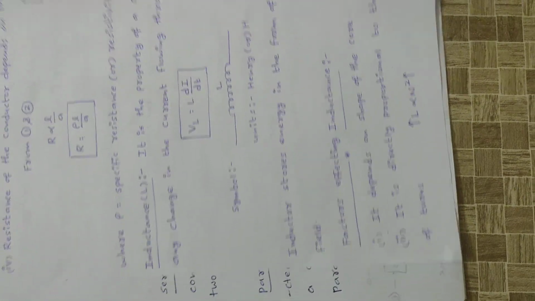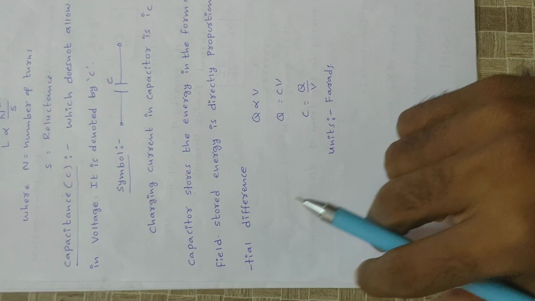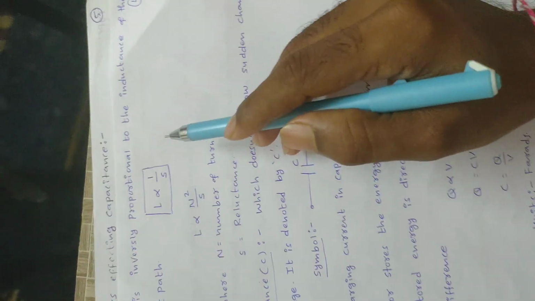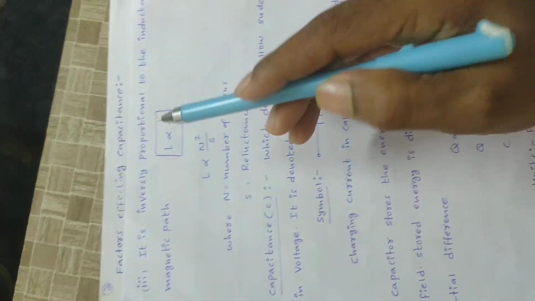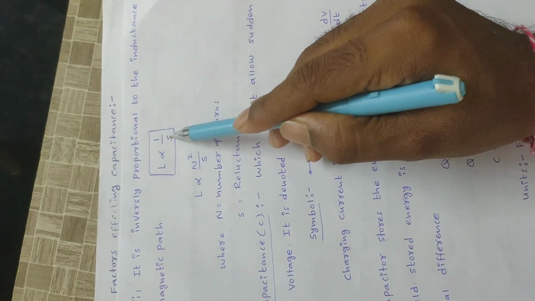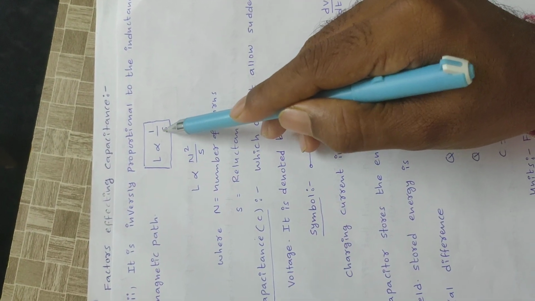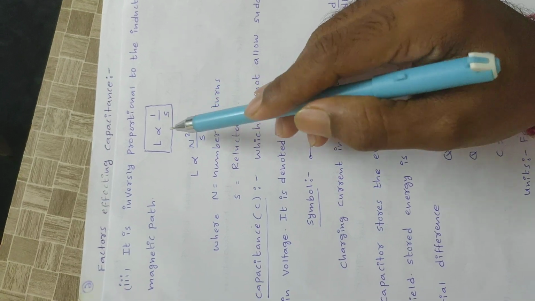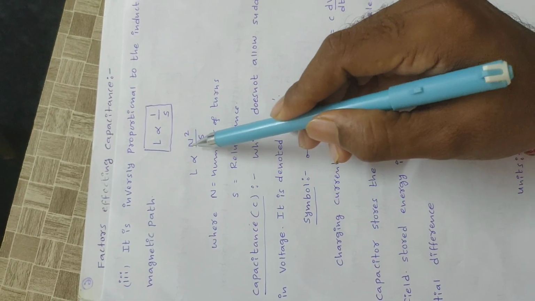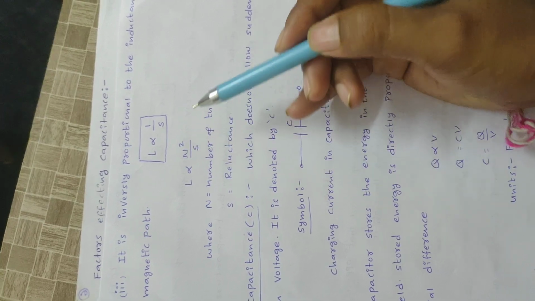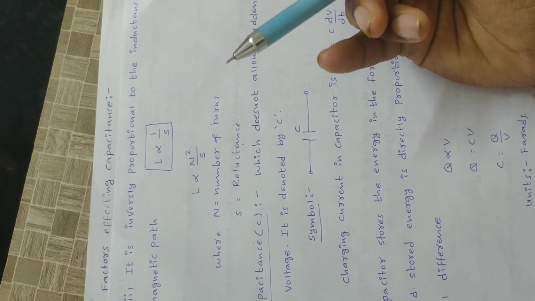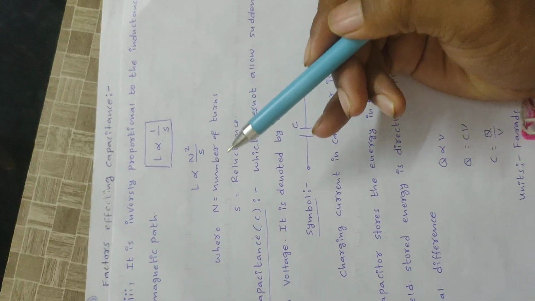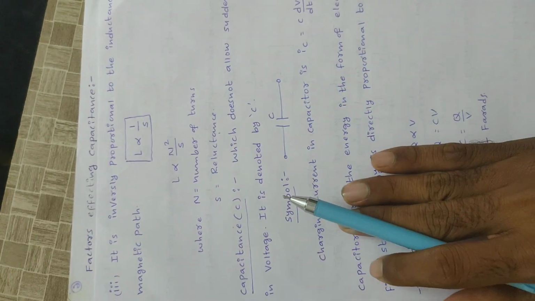Next, it is inversely proportional to the reluctance of the magnetic path. S is nothing but reluctance. From those two relations, L is directly proportional to n squared by S, where n is the number of turns and S is the reluctance. That is about inductance L.